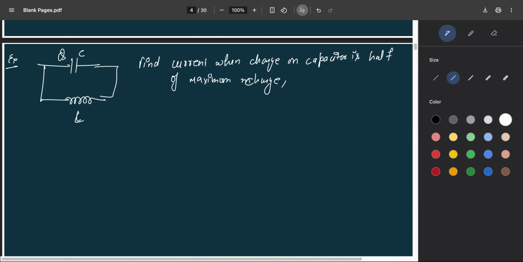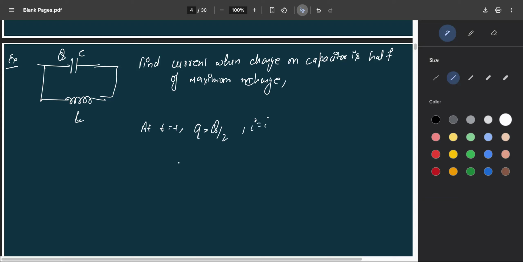Okay, I'll just give the solution for this and we'll move to the next question. Question says that you have to find the time. Assume at some time t, the charge is now q by 2. Q is maximum charge. You need to calculate current is equals to I.